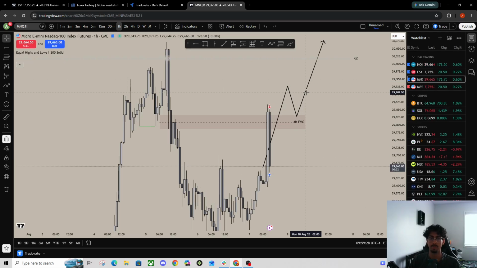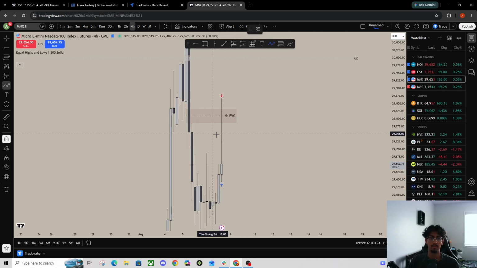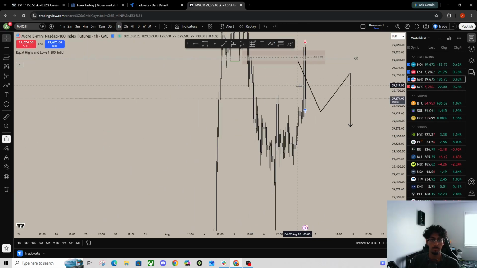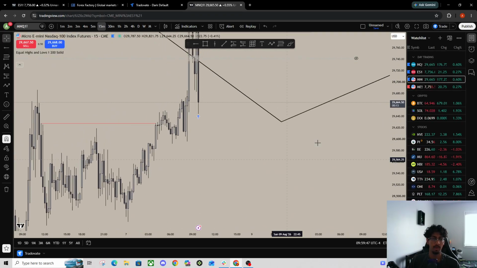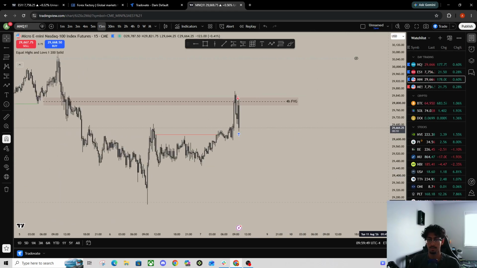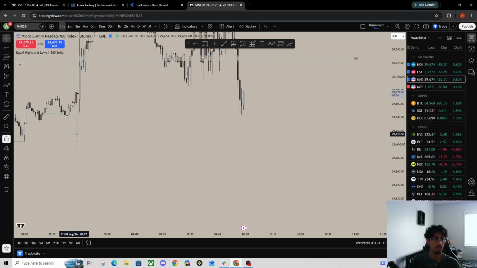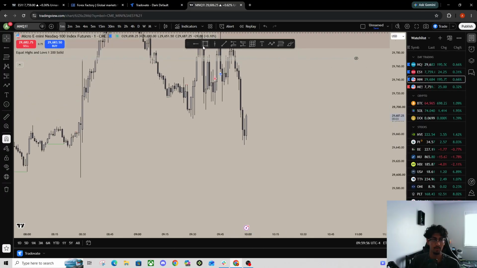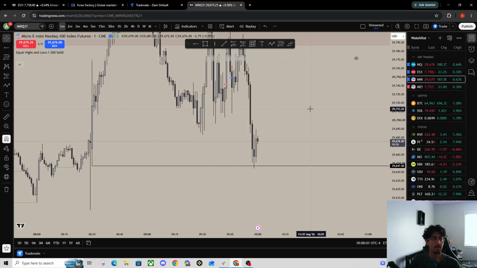And then the second possibility was that we respect this 4 hour gap and get a 15-minute or 5-minute continuation from here down to all of the LR on the 15-minute, and we also had data lows right over here, which just got hit. So, unfortunate.